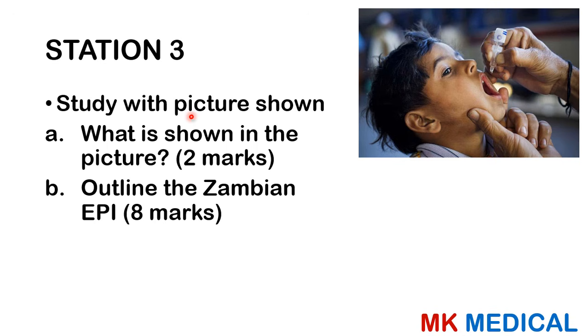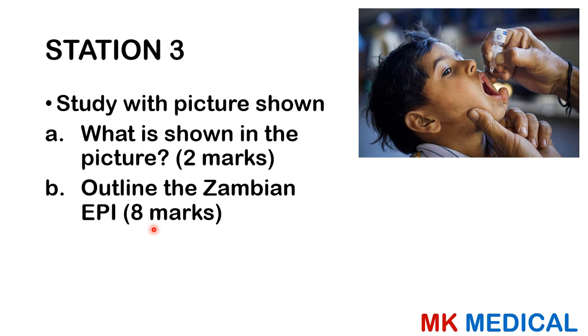Station 3. Study the picture shown. What is shown in the picture? Outline the Zambian expanded program on immunization. That's what EP stands for. I don't know if this is extended or expanded. I think it should be extended. One of the two, but it's to do with immunization.